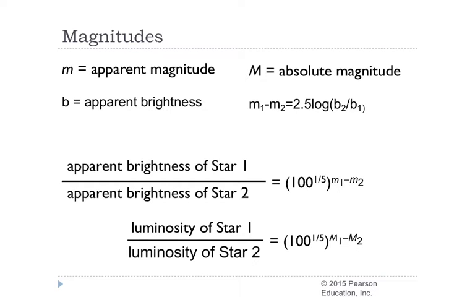Here are the logarithmic scale formulas, but really what's important to us is the difference between apparent magnitude and absolute magnitude. So absolute magnitude is how bright a star actually is. The apparent magnitude is how bright that star appears to us from Earth.